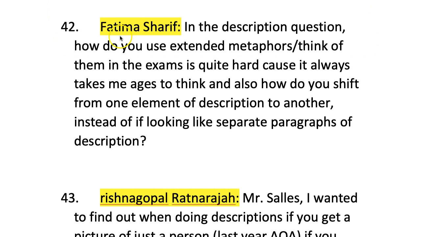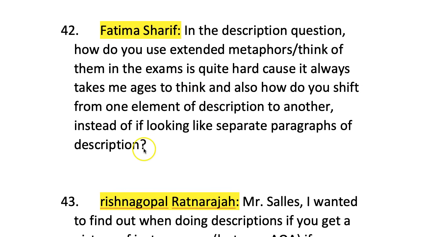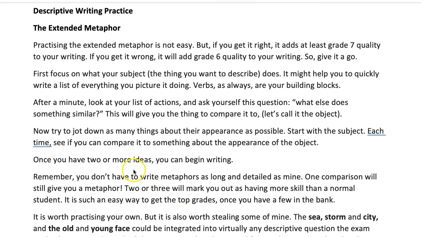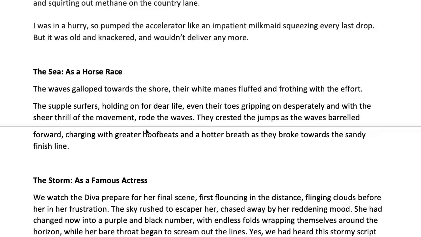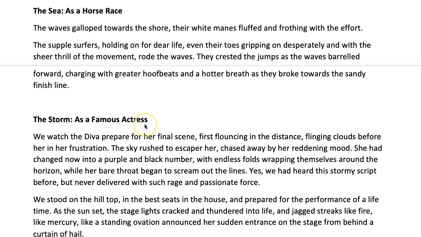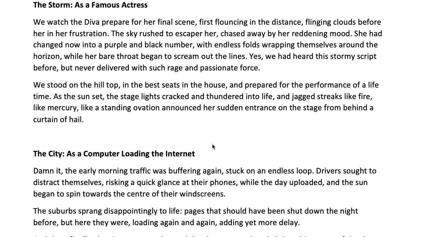Fatima Sharif asks, how do you use extended metaphors and how do you think of them in the exam? Because it's quite hard and takes me ages to think. Well, obviously that's going to derail your exam if you spend too much time thinking. So I deal with this in my guide to the description question. I'll just give you a sneaky peek. Describing the car as a cow isn't going to be that helpful for you, but describing the sea as a horse race or the storm as a famous actress will fit nearly any description question that you have.